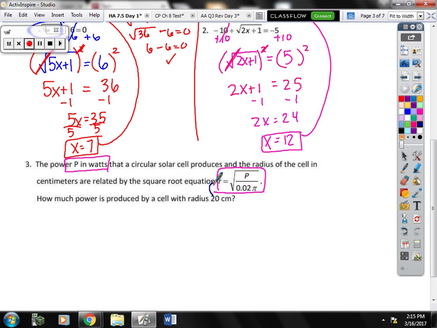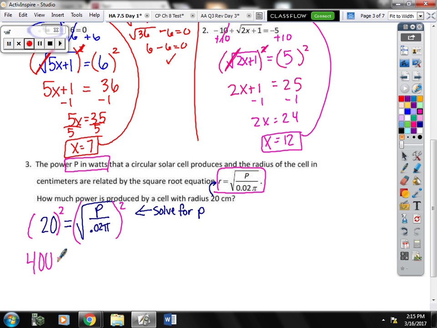So we're going to use 20 and plug it in for r, the radius. So we'll have 20 equals the square root of P divided by 0.02 pi. We just have to solve for P. Normally we would isolate the square root, but it's already isolated, so we can go straight to squaring both sides. We'll get 400 equals P over 0.02 pi.